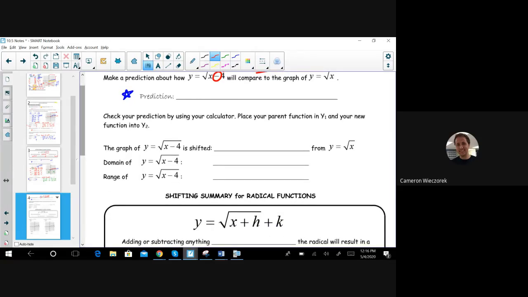All right. y equals rad x minus 4 is shifted right, not left, 4 units from y equals rad x.